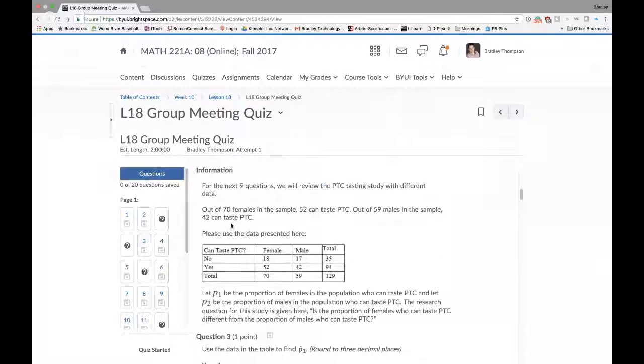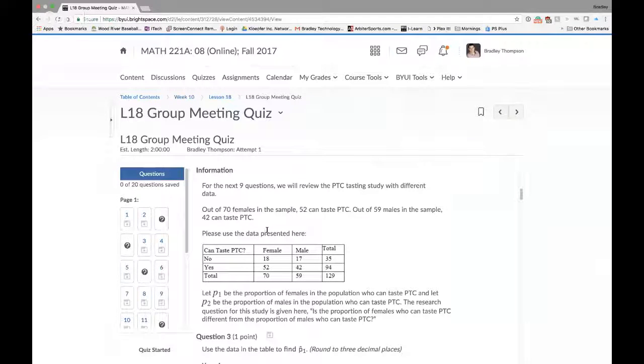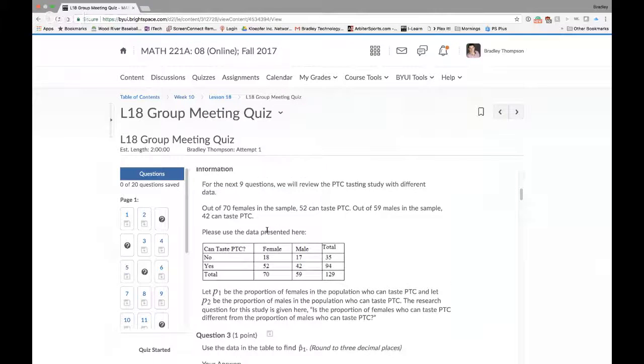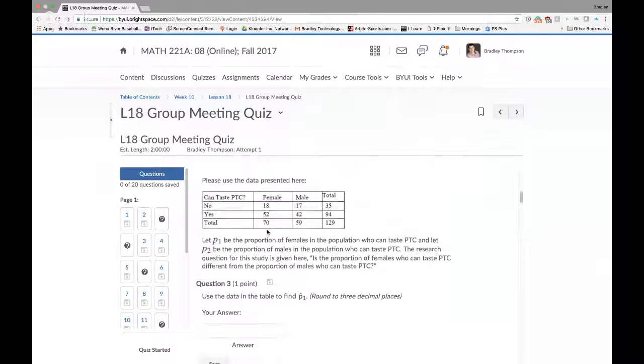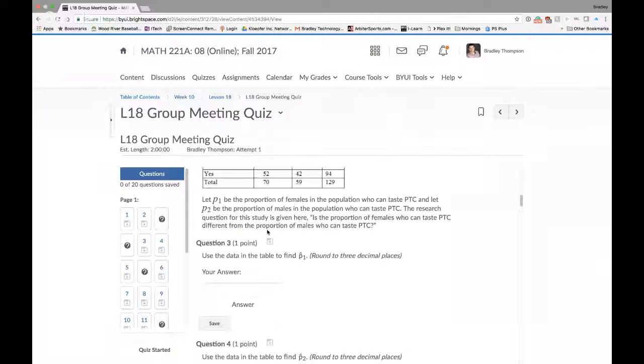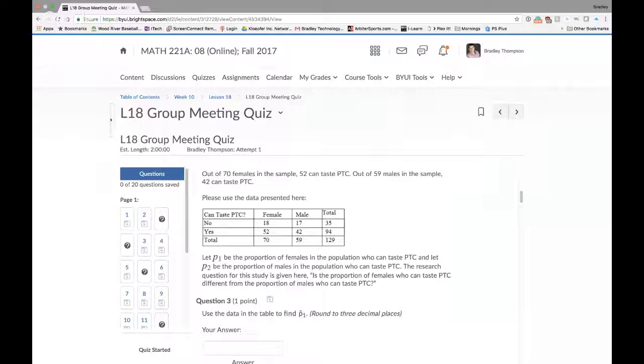All right, the next 9 questions. For the next half of this, we will review the PTC tasting study with different data, and we see that information below. Let P1 be the portion of females who taste the PTC, and let P2 be males. Use the data in the table to find p hat 1, rounded to 3 decimals, which is X1 over N1.